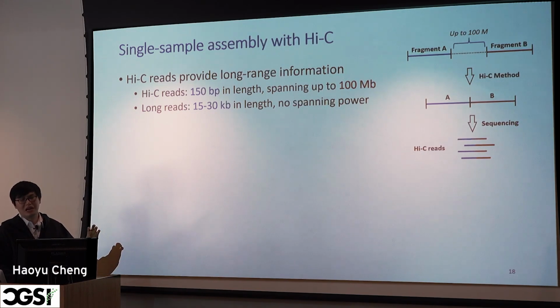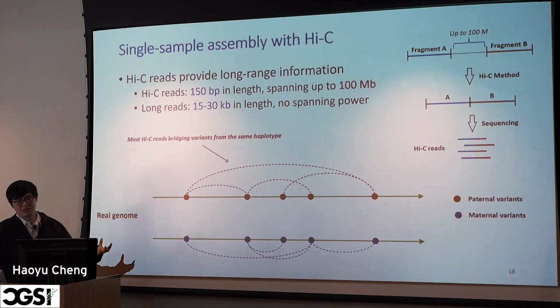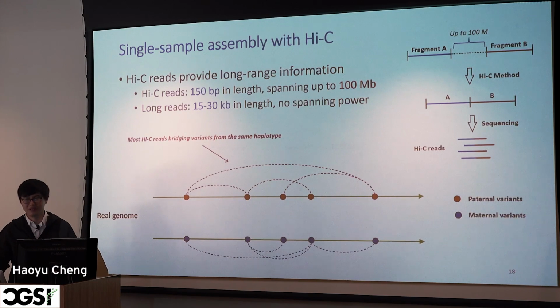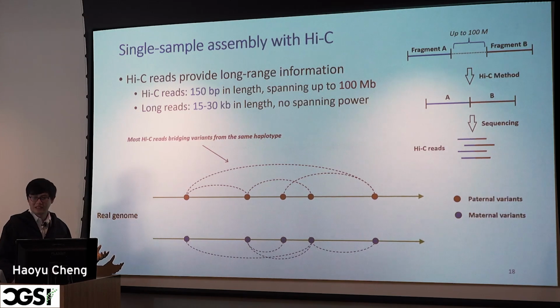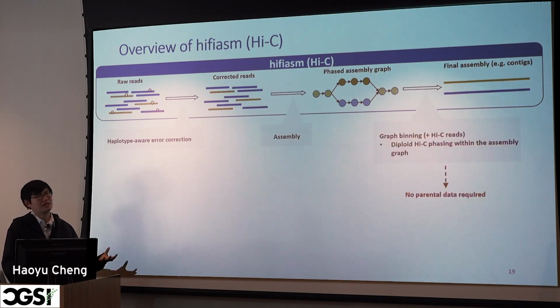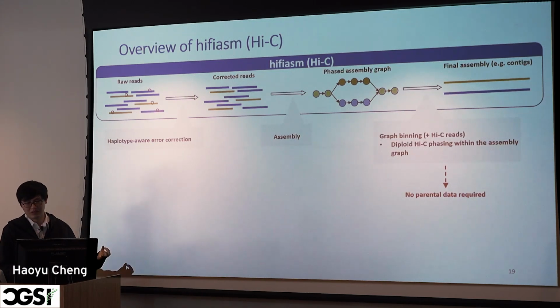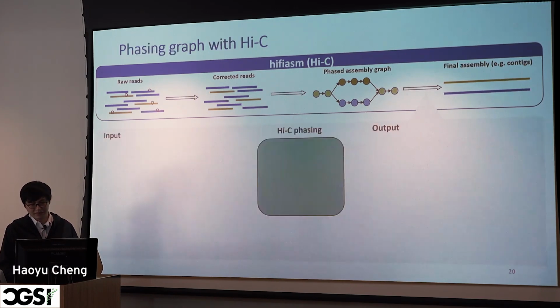So basically, we could combine both of them. With the real genome, the Hi-C reads can help us bridge any pair of variants even though they are far away from each other. The key assumption for the phasing is that most Hi-C reads bridge variants from the same haplotype. Here is the hifiasm Hi-C workflow. The first step is still error correction and then assembly. The key difference is the phasing: we do graph-based Hi-C phasing, which helps us get better results and does not require data from the father and the mother.